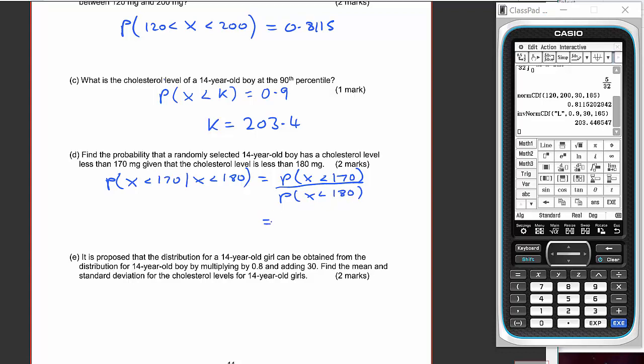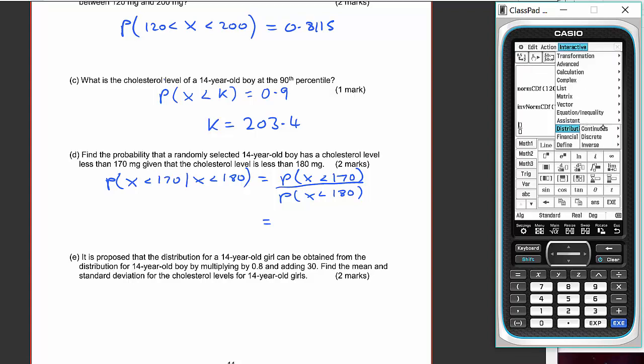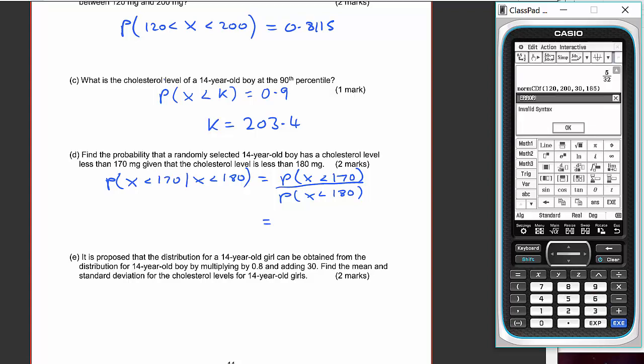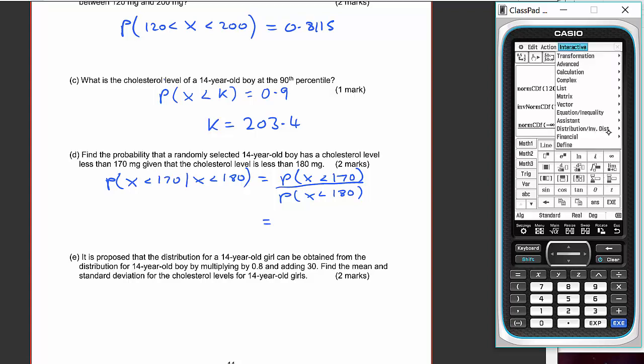And we can do that directly on the calculator. So what we can do is go to distribution, continuous, normal CDF, and the lower here is going to be negative infinity. The upper would be 170 with a 30 and a 165. This is invalid syntax. Oh yeah, this is just because it's on top of the fraction. It's okay, we can sort that out with the next step.